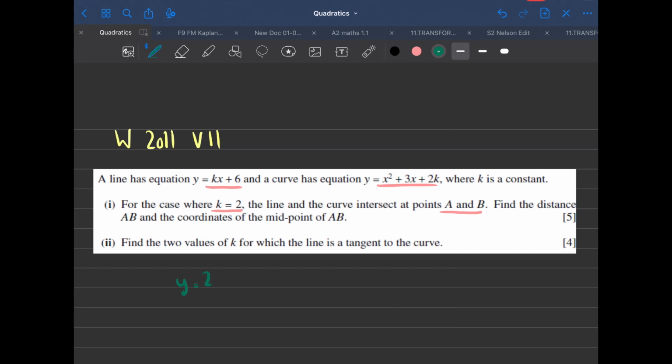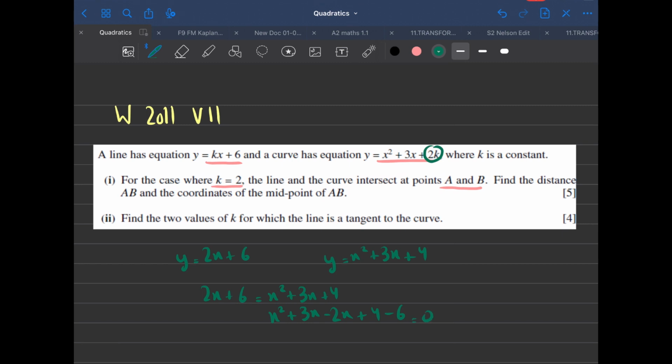y is equal to 2x plus 6. y is equal to x squared plus 3x plus 2 into 2 makes what? 4. Let's equate: 2x plus 6 is equal to x squared plus 3x plus 4. Let's shift it here. x squared plus 3x minus 2x plus 4 minus 6 is equal to 0. x squared plus x minus 2 is equal to 0.